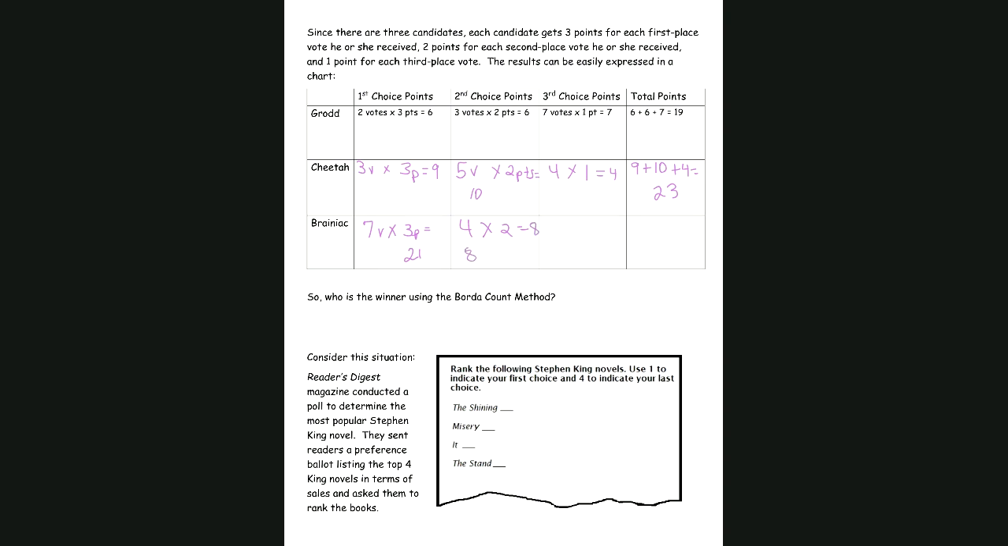So let's see, 21 plus 8. And he had 1 vote where he was considered last place. So 1 times 1 is 1, of course, and I'm going to add 1. So when I add all these up, 21, 8, and 1, I get 30. So who is the winner using the Borda count method? Well, it's not Gorilla Grodd. He's not the winner at all. It's Brainiac. So Brainiac.